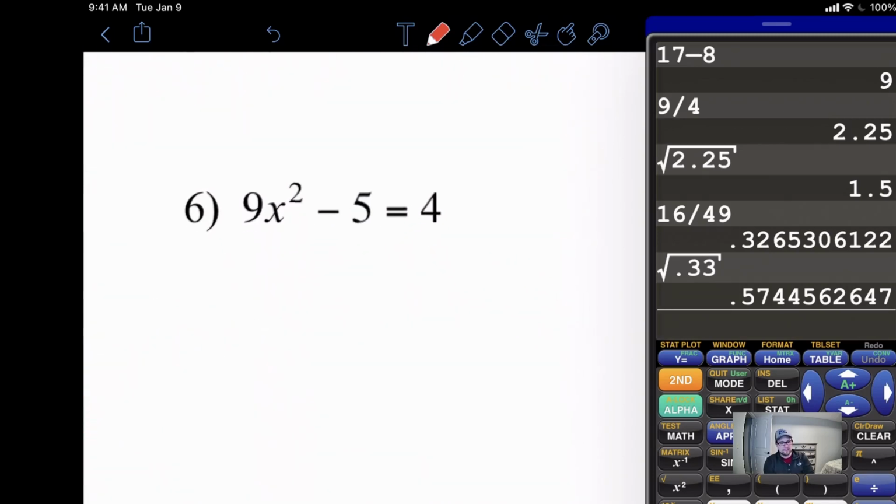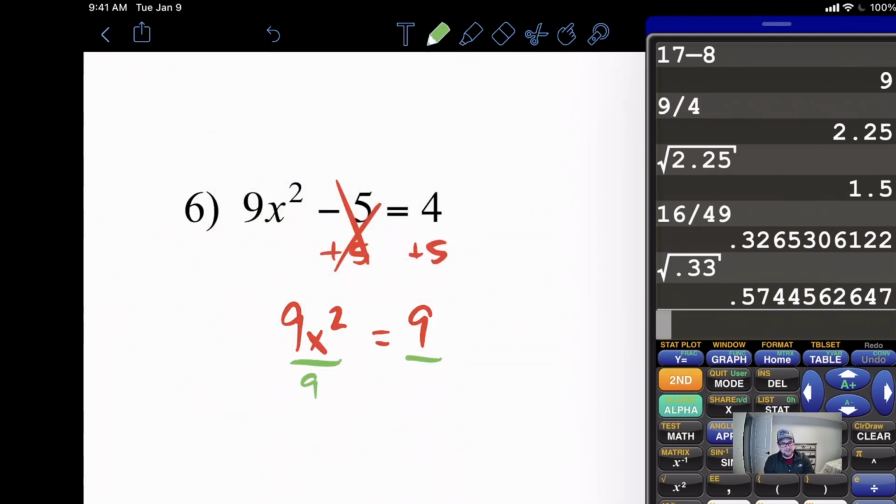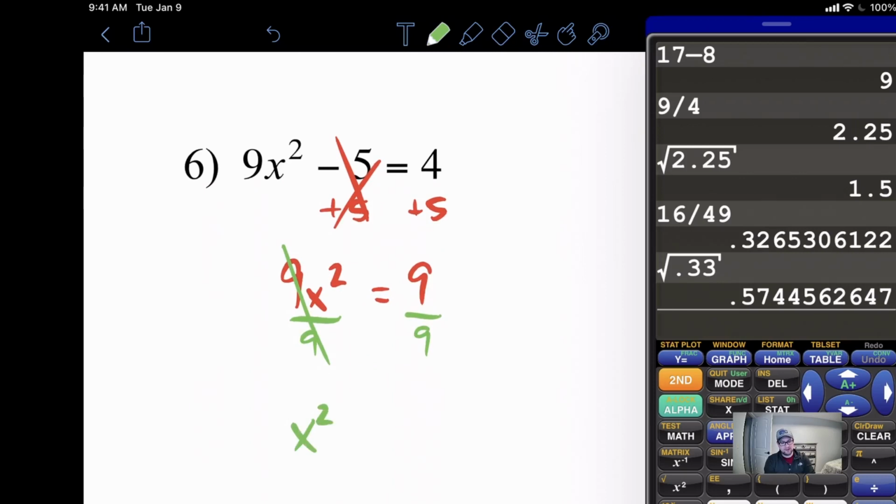Let's go to problem number 6. Start by adding 5 to both sides. These two cancel off. We're going to be left with 9x squared is equal to 9. Now, to get x alone, we need to divide off the 9. These two are going to go away. And we're going to be left with x squared is equal to 9 divided by 9 is, of course, 1.